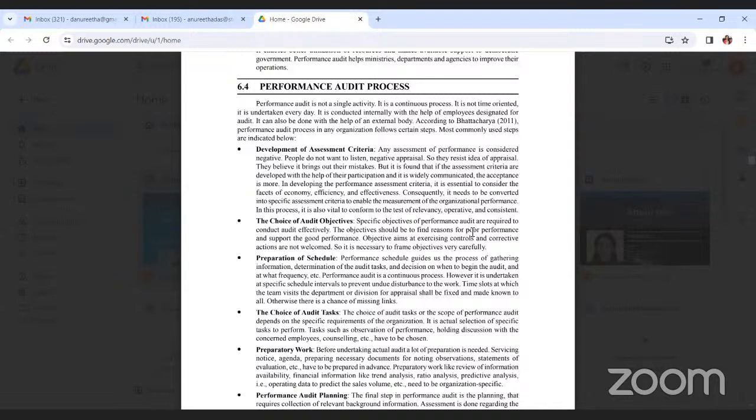In developing the performance assessment criteria, it is essential to consider the facts of economy, efficiency, and effectiveness. Consequently, it needs to be converted into specific assessment criteria to enable the measurement of organizational performance. So basically, in the development of assessment criteria, you need to convert these into specific criteria for measuring the organization's performance. So this is a very vital source to confirm the test of relevancy, operativeness, and consistency.